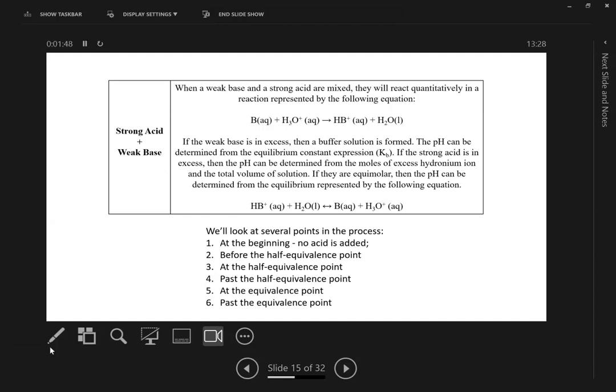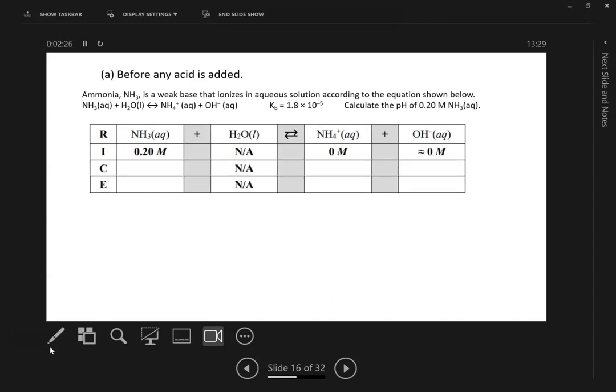All right, so here we're going to look at strong acid and weak base. Like before, we're going to look at about 6 different points: at the beginning, before the half equivalence, at the half equivalence, past the half equivalence, at the equivalence, and past the equivalence. I think we can get through this in one video because it's going to be remarkably the same as what we did, only instead of a strong base and a weak acid, it's going to be a strong acid and a weak base. So it's going to look familiar to us. Okay, so let's take a look here.